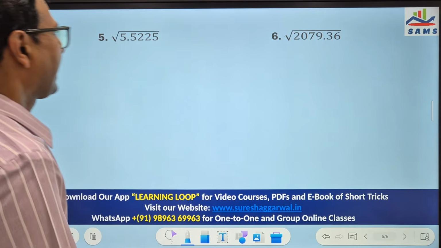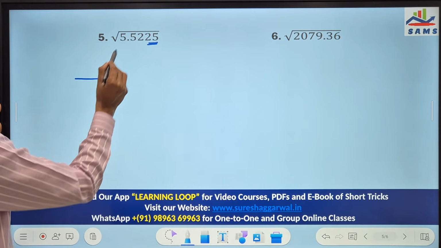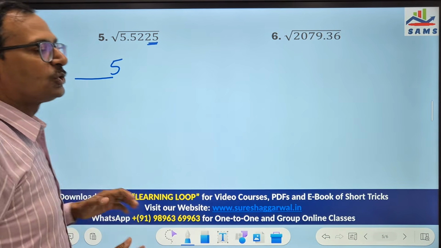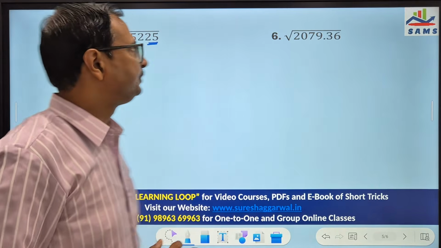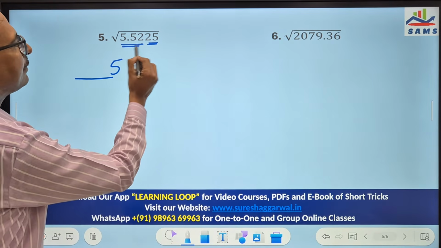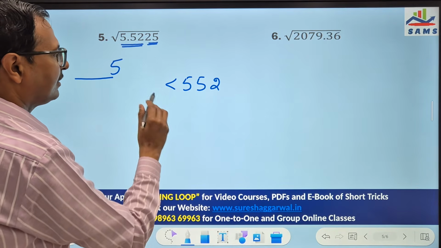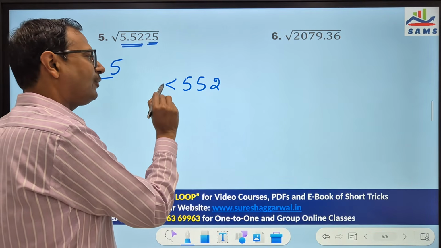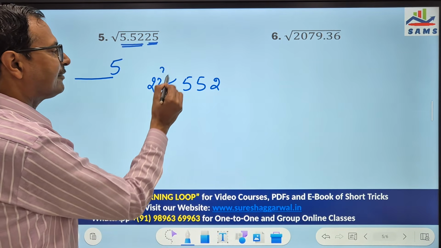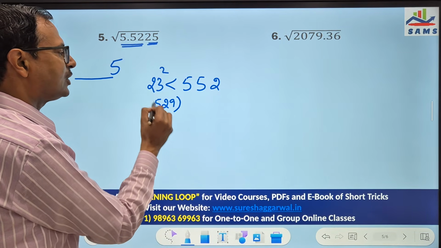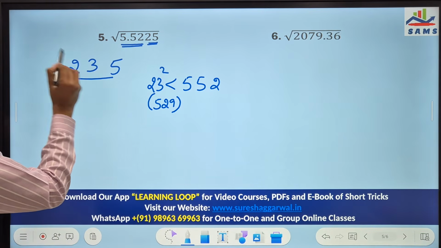Let's see another one. Here you have 25 at the end. So my answer is going to end in 5 only. There are no more choices, because for 5 the answer will end in 5 only. Now the remaining number, 552. I want a number which is just below 552, but it is a perfect square. So do you know, 23 square, 529, is actually very close to 552. So 23 is the remaining part.